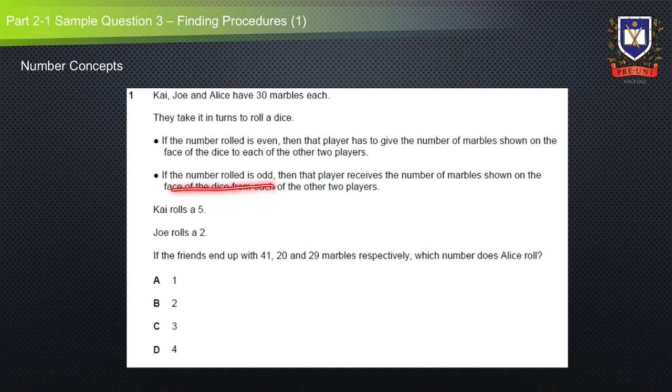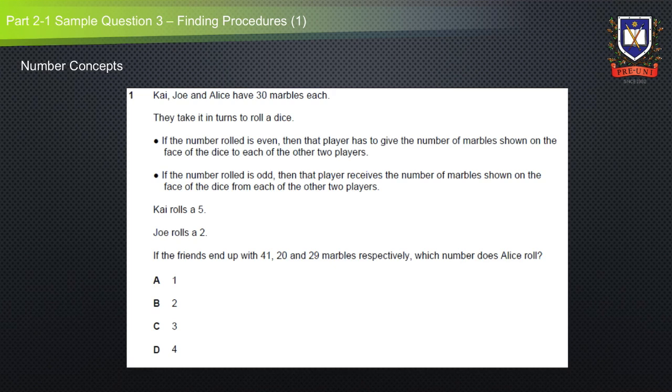If the number rolled is odd, then the player receives the number of marbles shown on the face of the dice from each of the other 2 players. Kai rolls a 5 and Joe rolls a 2. If the friends end up with 41, 20, and 29 marbles respectively, which number does Alice roll?